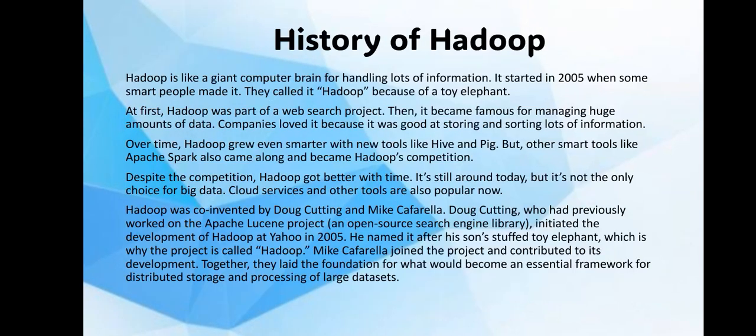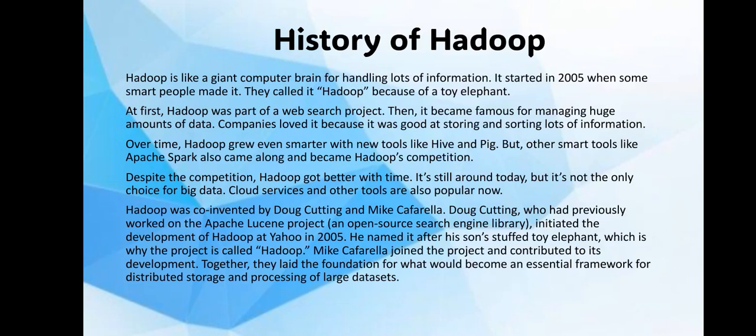Hadoop history. Hadoop is like a giant computer brain for handling a lot of information. It started in 2005 when some smart people made it. They called it Hadoop because of a toy elephant. At first, Hadoop was part of a web search project. Then it became popular for managing huge amounts of data. Companies loved it because it was good at storing and sorting a lot of information.